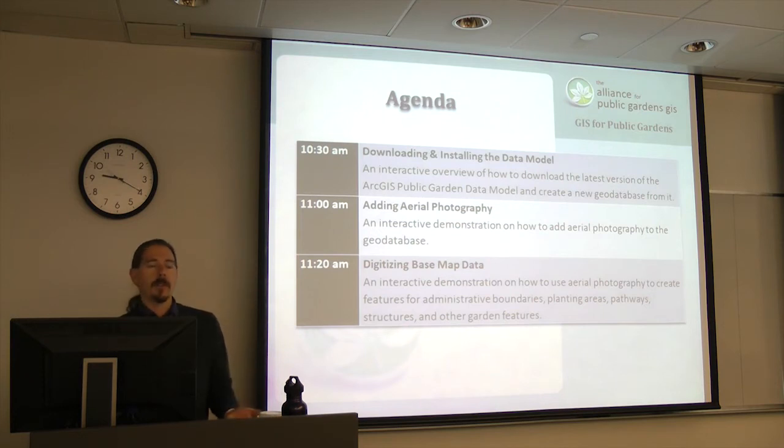But what we will do is go through a tour of the template or data model that we've developed and get you guys really familiar with what it contains and what it's capable of mapping. Then after that, we'll go through a series of exercises for the remainder of the day. We'll start by adding aerial photography to this template, and then going through a process of digitizing base map data. So we'll use that photography and start tracing things that we can see on it, starting with boundaries of different parts of the garden, including sidewalks and things like that.